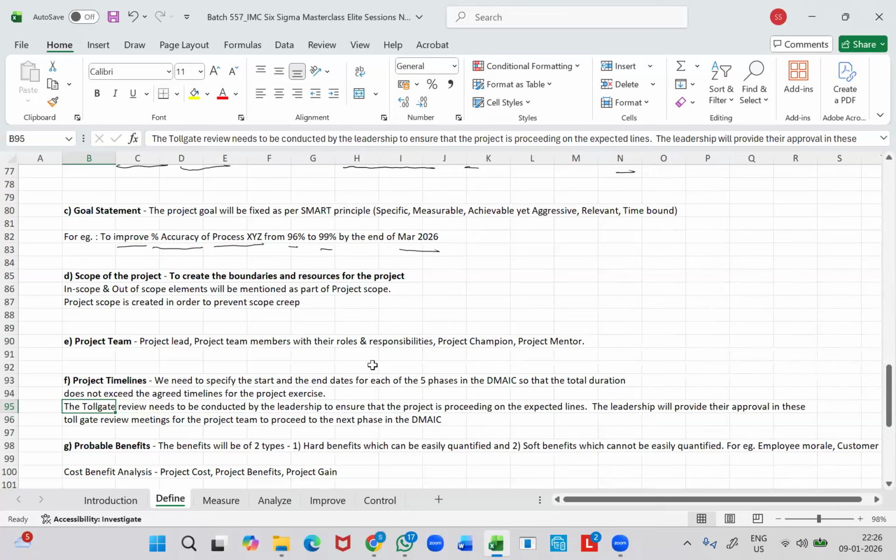So there has to be a toll gate review, which needs to happen at the end of each and every phase in the DMAIC approach. The leadership will have to be part of this toll gate review.